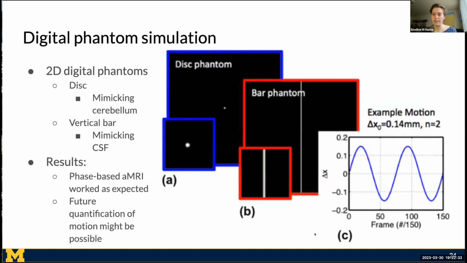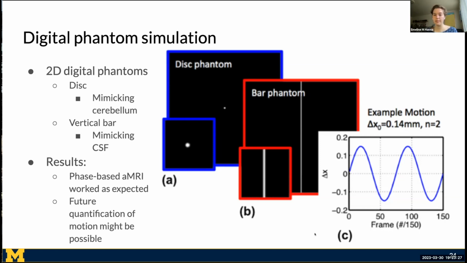So then to confirm that their algorithm worked, they did a digital phantom simulation. They had these two phantoms, a disk phantom, which is supposed to mimic the cerebellum, and a bar phantom, which is trying to mimic the cerebrospinal fluid. And they added motion and noise to these phantoms. Then they converted that into DICOM images and they amplified it using their phase-based algorithm. And then after they did that, the phantom position was calculated. And the results were exciting because their phase-based algorithm worked as they expected.